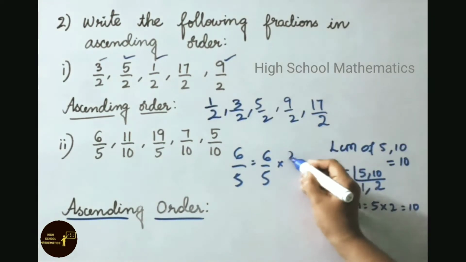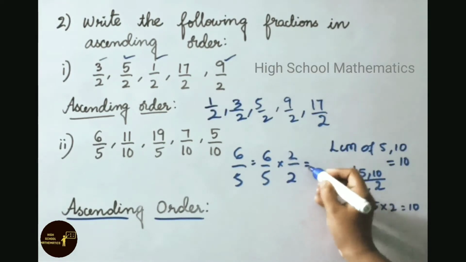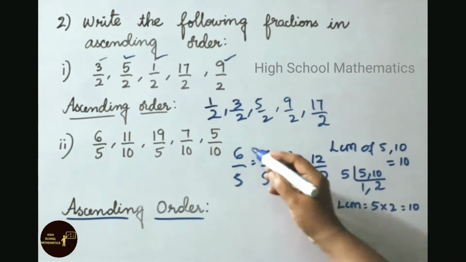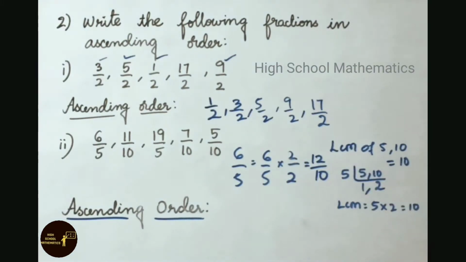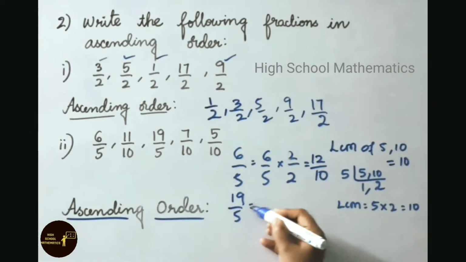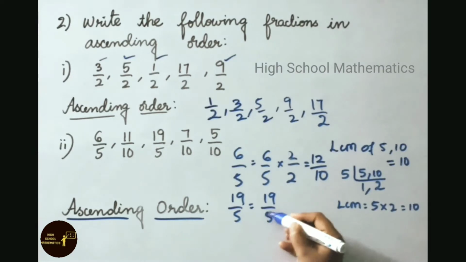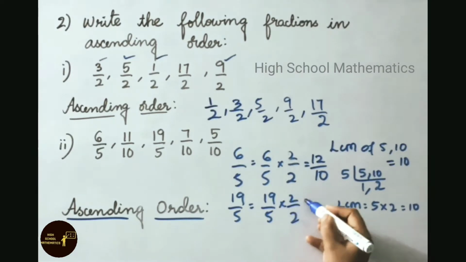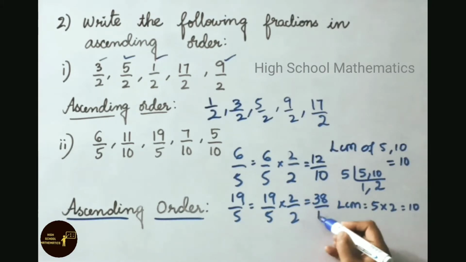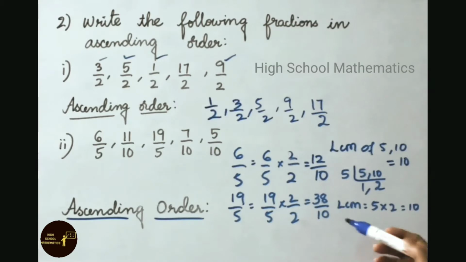So multiply numerator and denominator with the same number, 2. 6 2s are 12, 5 2s are 10. So 6 by 5 we changed as 12 by 10. See the other fraction, 19 by 5, that equals 19 by 5 into 2 by 2. That equals 19 2s are 38 by 5 2s are 10. Now we have changed the 19 by 5 fraction as 38 by 10.